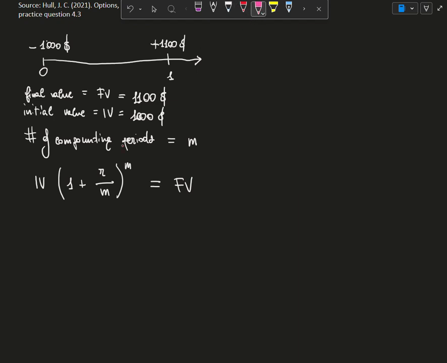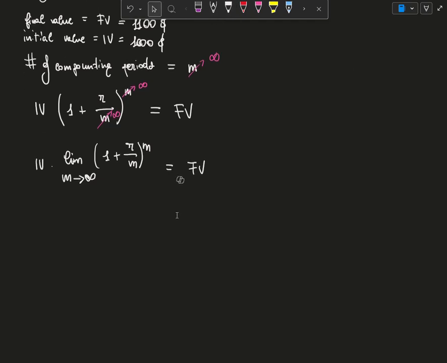However, when it comes to continuous compounding, m tends to infinity. So the way we can rewrite this expression is initial value times the limit as m approaches infinity of (1 + r/m) to the power of m. That is always equal to our final value.